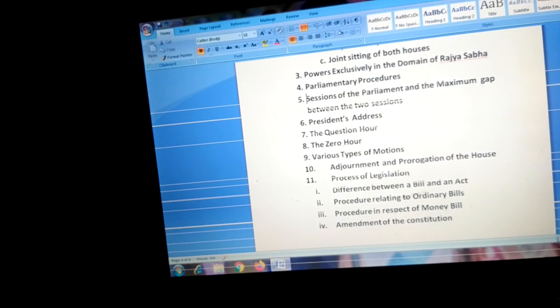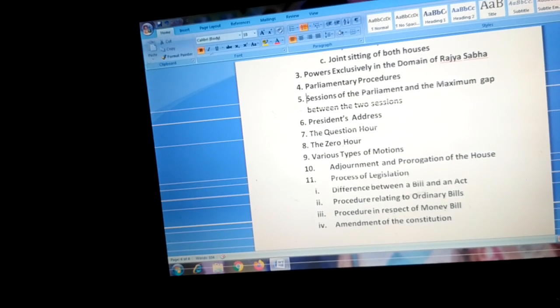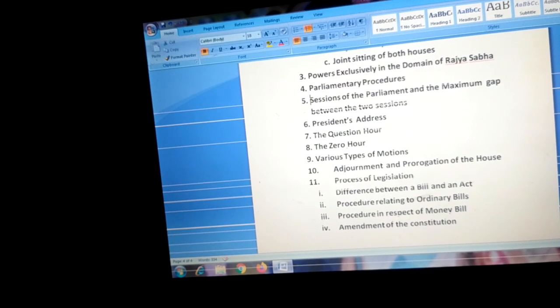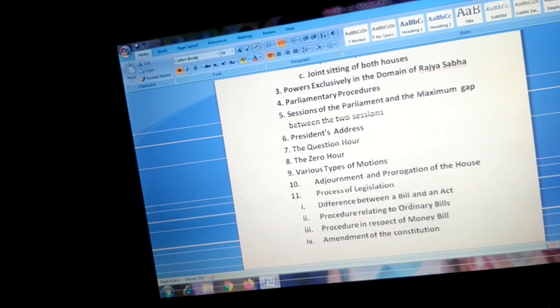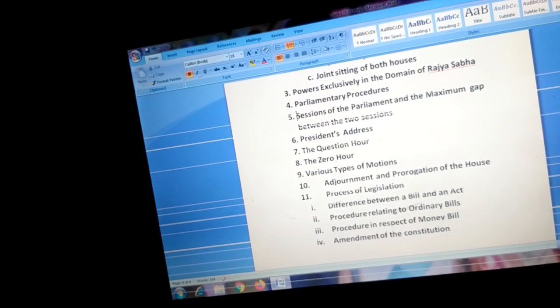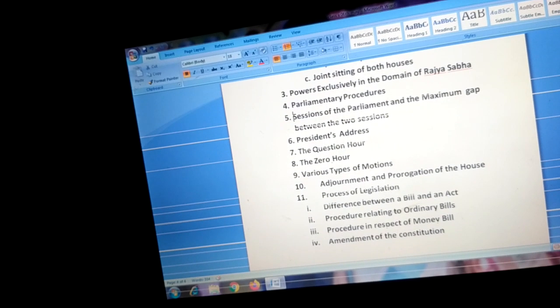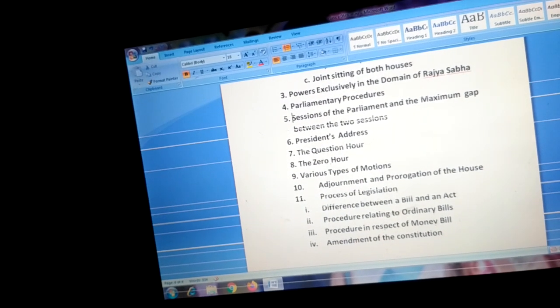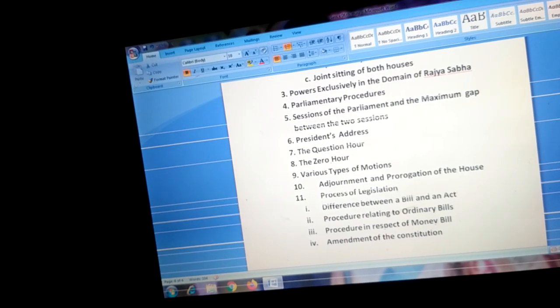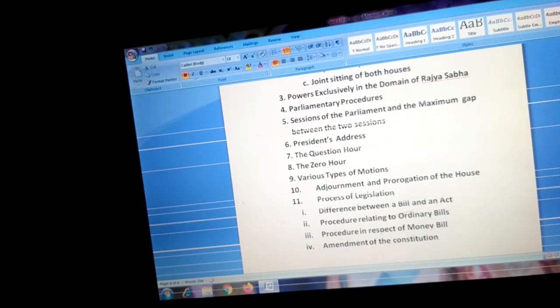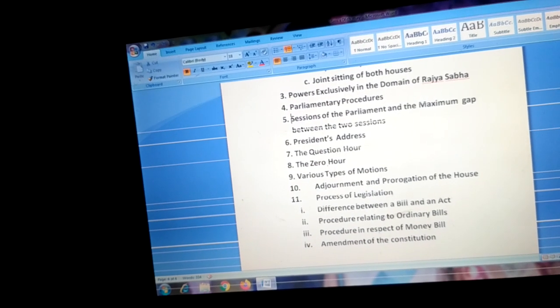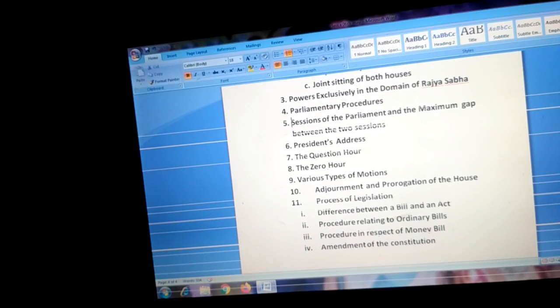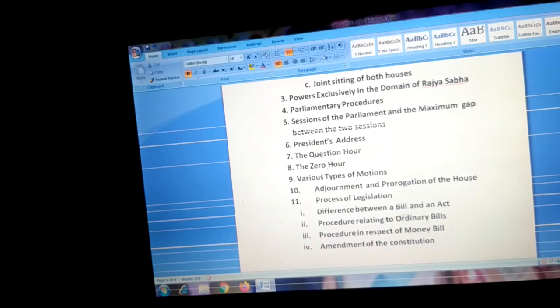Then adjournment of propagation of the houses. Adjournment suspends the sitting. Propagation of the houses. Which propagation we can see? The house is adjourned when the day's business is over or for lack of quorum, and when the presiding official finds that no business can be transacted because the house has become unruly.